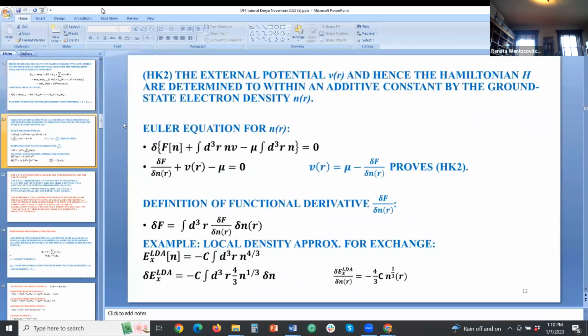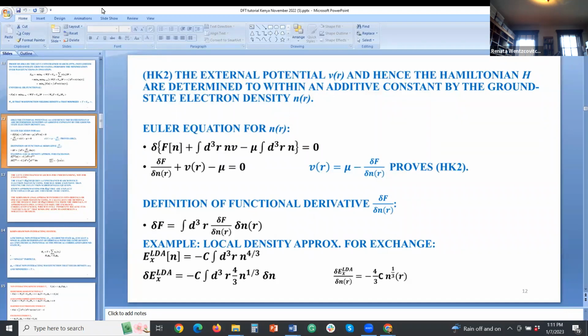The second part of the Hohenberg-Kohn theorem asserts that the external potential V(r), it has to be a scalar external potential, and hence the Hamiltonian, are determined with an additive constant by the ground state density n(r). So if you know n(r), you can certainly integrate it to find the number of electrons. But you can also find V(r) from n(r), and the proof of that goes through the Euler equation for the ground state density n(r).